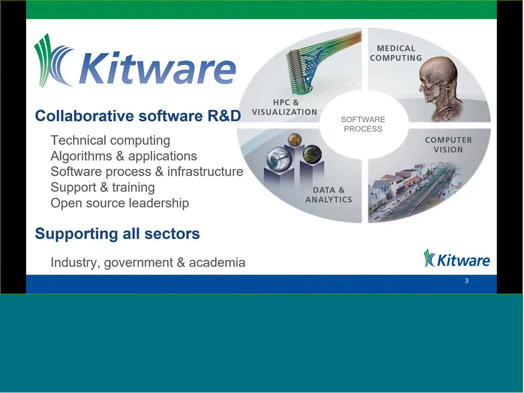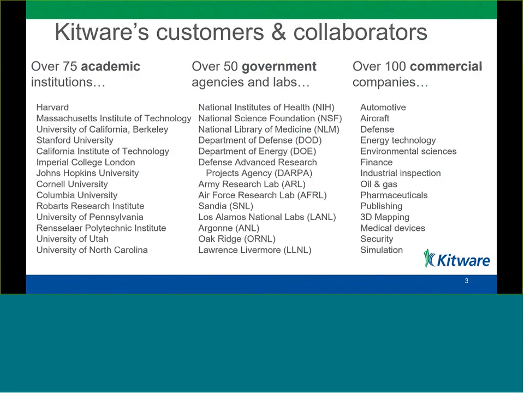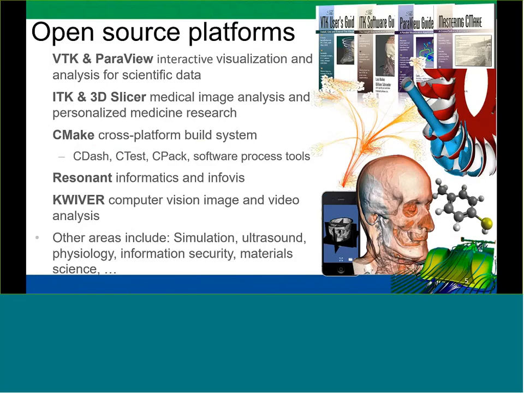We have a computer vision group. They do a lot of work with DARPA and tracking in videos. We also have a data and analytics group that creates web applications for data and analytics. And then we have a software process group, which is the group that works with CMake and CDash and CTest and the stuff I'll be talking about today. We work with all kinds of customers and collaborators: academic institutions, government labs, and lots of companies.